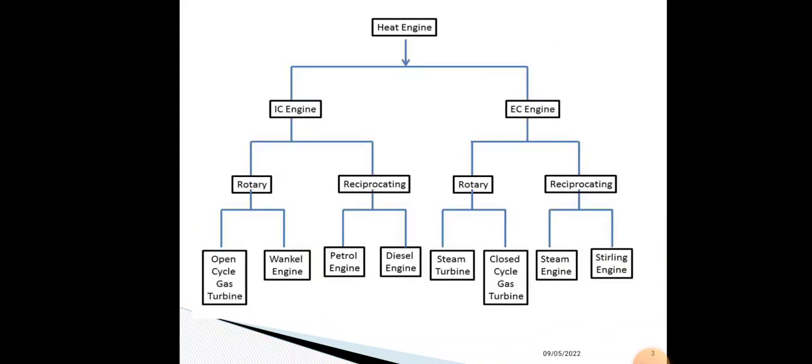Then this is the classification of IC engines. Commonly, the first basic form is the heat engine. A heat engine is classified into the IC engine and the EC engine. Again, we classify the IC engine into the rotary engine and the reciprocating engine. The rotary engine is again classified into the open cycle gas turbine and the Wankel engine. The reciprocating engine is classified into the petrol engine and the diesel engine.